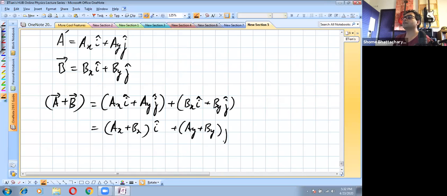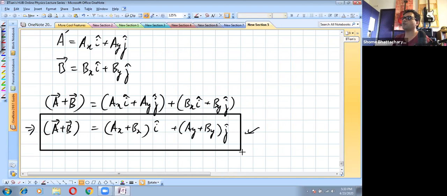So the sum of two vectors actually becomes the sum of the x components into I cap plus the sum of the y components into j cap. And this can now be extended to any number of vectors. So if we add A plus B plus C plus D, it's just Ax plus Bx plus Cx plus Dx, the summation of the x components into I cap plus the summation of the y components into j cap. So this becomes a very trivial and very easy way of solving for the sum of two vectors. So this is the formula that we get for addition of two vectors when we know them in component form.